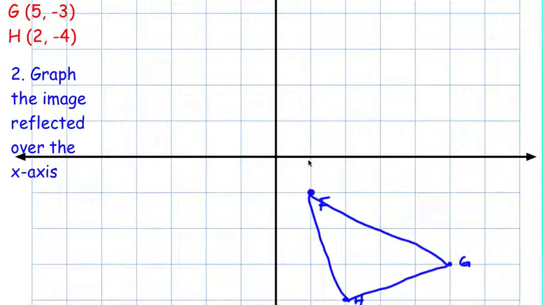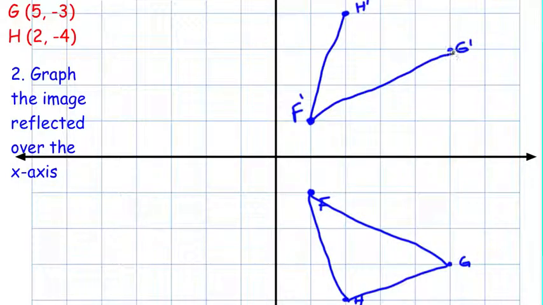If this F is 1 away, then I need to put my image 1 away. F prime. Here's my H. It is 1, 2, 3, 4 away. So my image is 1, 2, 3, 4 away. Here is H prime. And G is 1, 2, 3 away. So G prime is 1, 2, 3 away. G prime. I have to connect these points. Now it should look like I just took a spatula and flipped this right over up here, and I got basically the exact same thing, just on the other side. So the other side can cook, let's say, if it was a pancake.